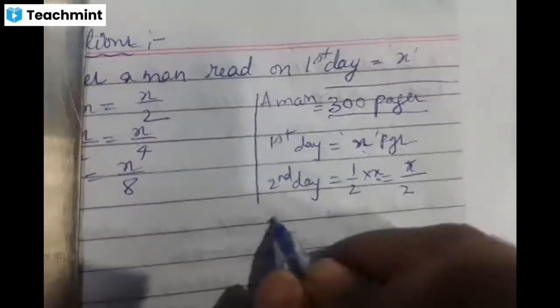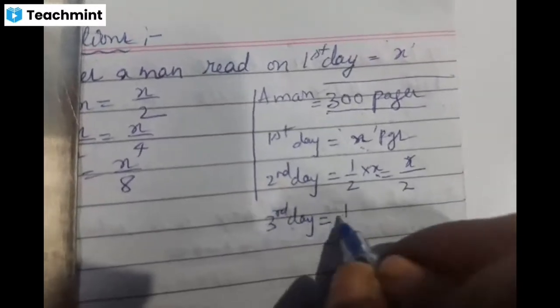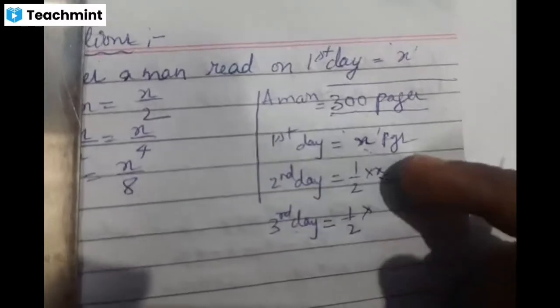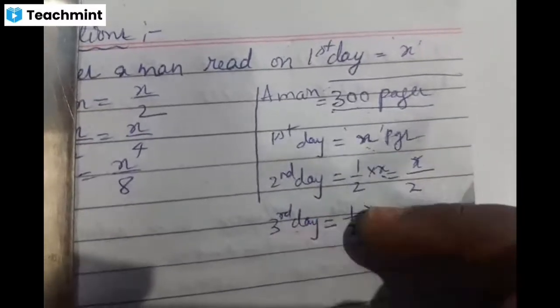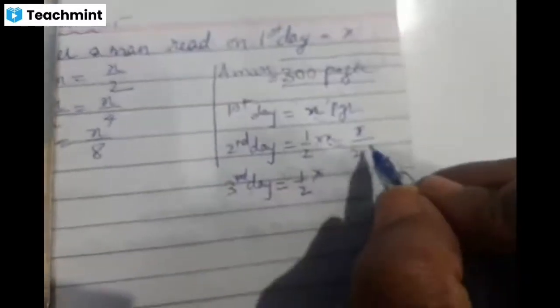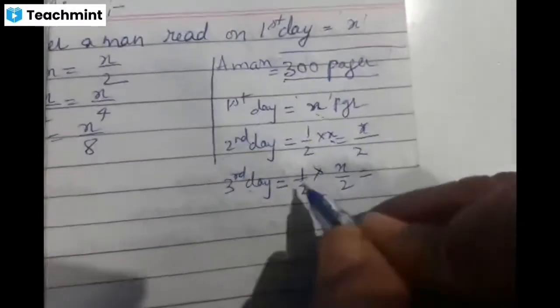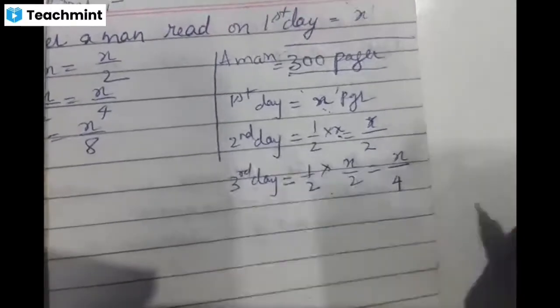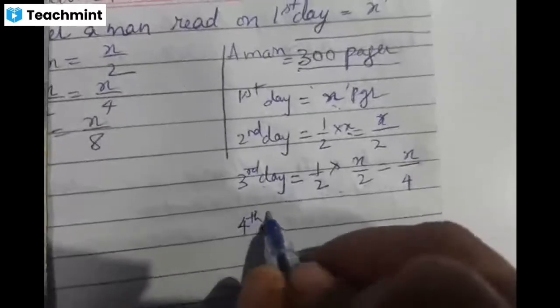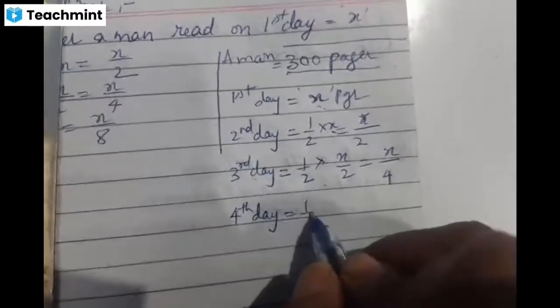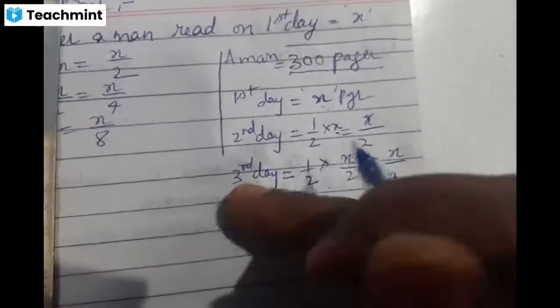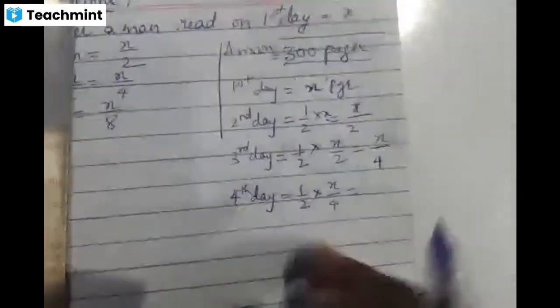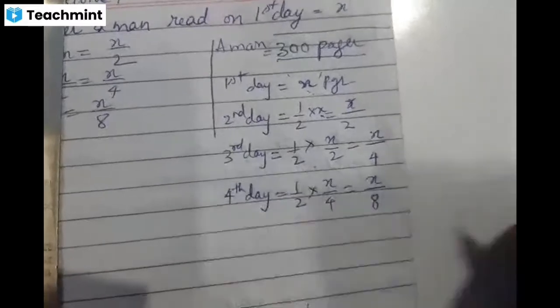So third day, how much will he read? Third day is half of the previous day, that means second day. So second day how much has he read? x by 2. Half of x by 2 is x divided by 4. Now totally 4 days he is reading. Therefore let us find how much he is reading on the fourth day. Fourth day is half of the previous day, that is third day. Third day is x by 4. So on the fourth day he is reading x by 8 pages.